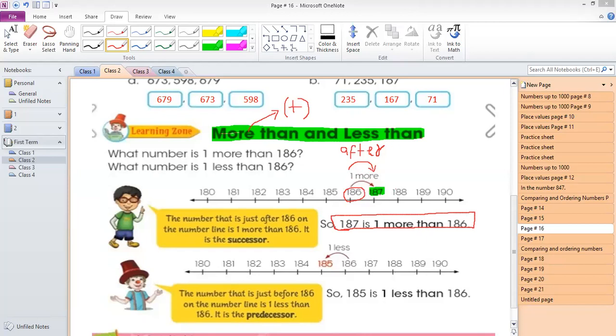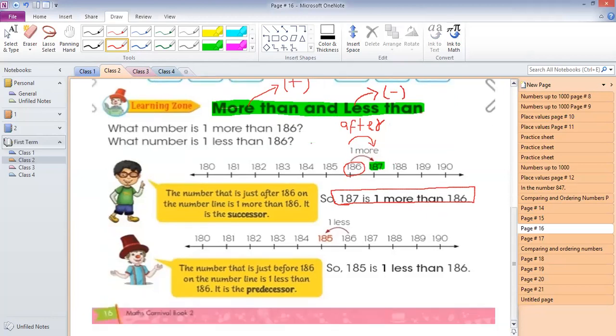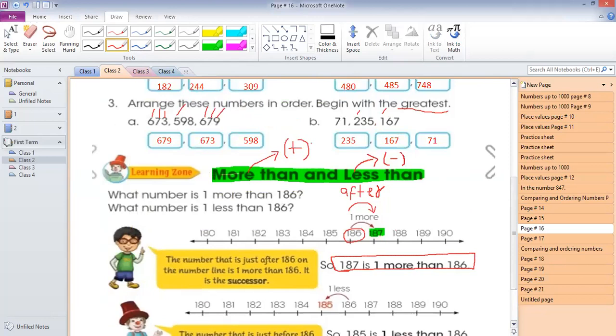Now, guys, we will talk about less than. What does less than mean? As more than refers to addition, less than refers to subtraction. Whenever you talk about less than, that means we're talking about subtraction, or we're talking about before. For more than: plus, after. For less than: subtraction, before.